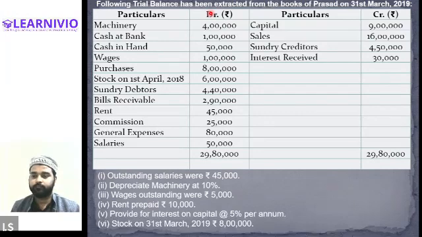Sir, after calculating 5% of capital, we'll add this interest to the interest received. Correct. So we will add 45,000 to the interest received. 5% of capital is 45,000. 5% of 9 lakh is how much? It will be 45,000. So we will add 45,000 to the interest received. 30,000 plus 45,000. Is that what we will be doing?